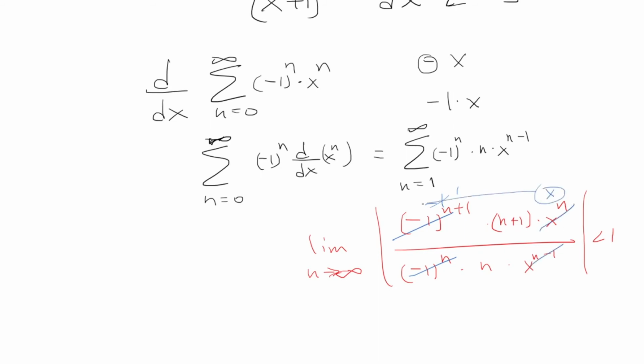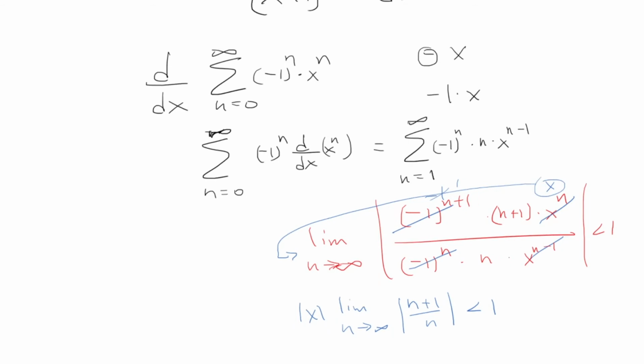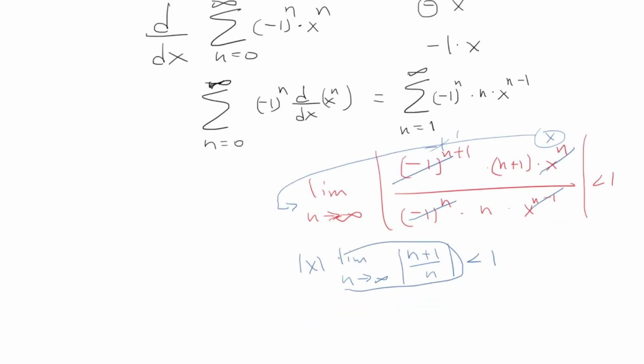So this x will come outside as an absolute value. So we have the limit as n approaches infinity of n plus 1 over n, less than 1. Now this limit is obviously 1, so we'll have the absolute value of x be less than 1. In other words, x will be between negative 1 and 1. Now we need to test the endpoints.